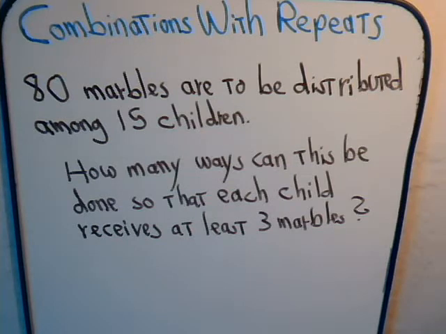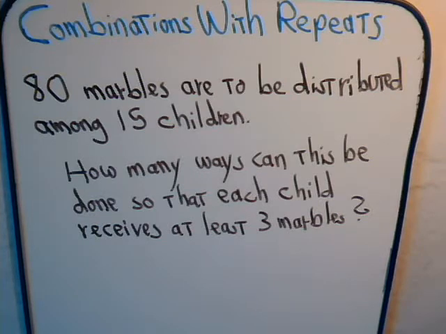Okay, let's consider this problem. 80 marbles are to be distributed among 15 children. In how many ways can this be done so that each child receives at least 3 marbles?